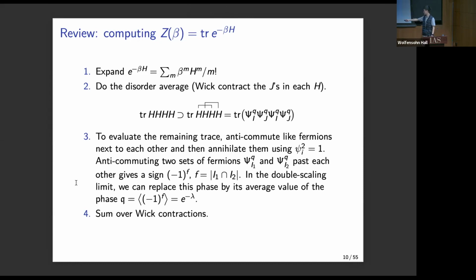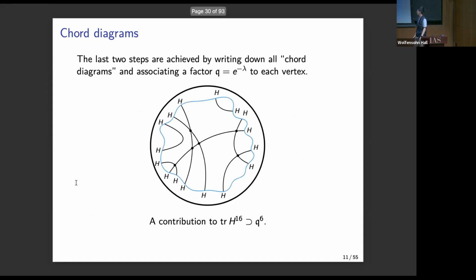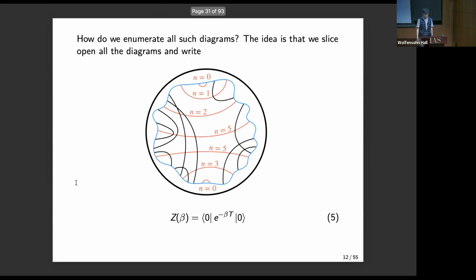Okay, and then the final step is the sum over Wick contractions. So this can be summarized by a set of diagrammatic rules, and that's what the chord diagrams are. So the idea is that we sum over all chord diagrams, which are just, remember, the Wick contraction diagrams that you were taught to draw. And for each intersection vertex, we write down a factor of q. So this is some particular contribution to the thermal partition function where there are 6 intersections, so you get a q to the 6.